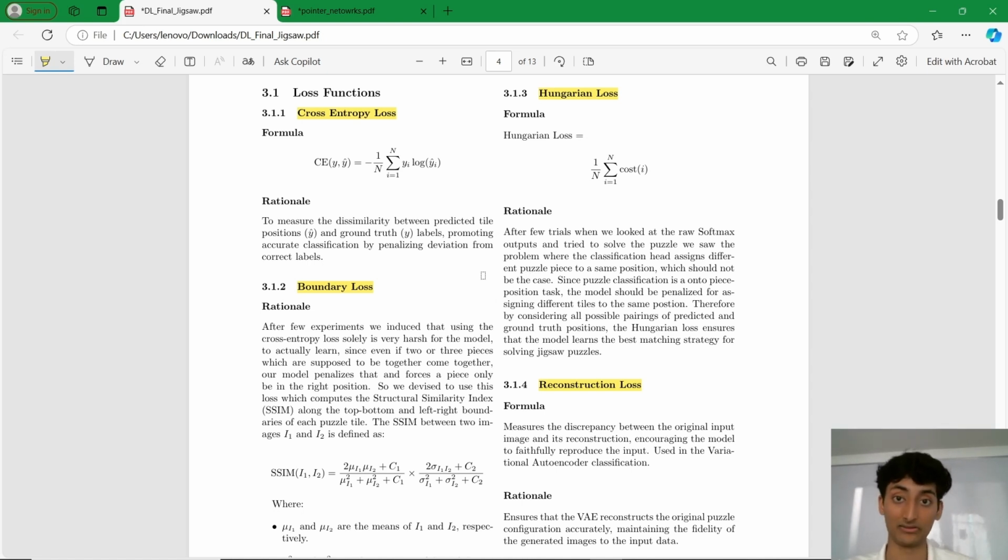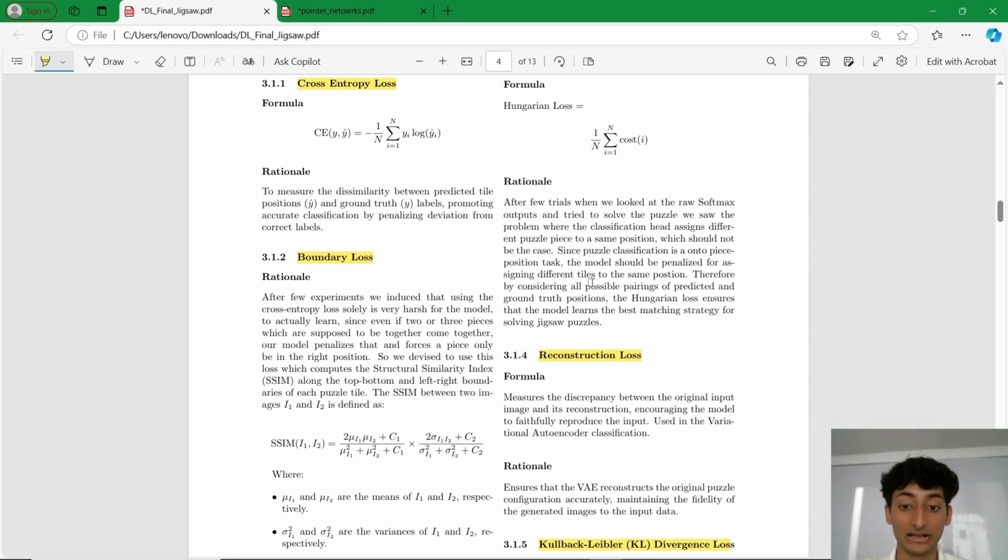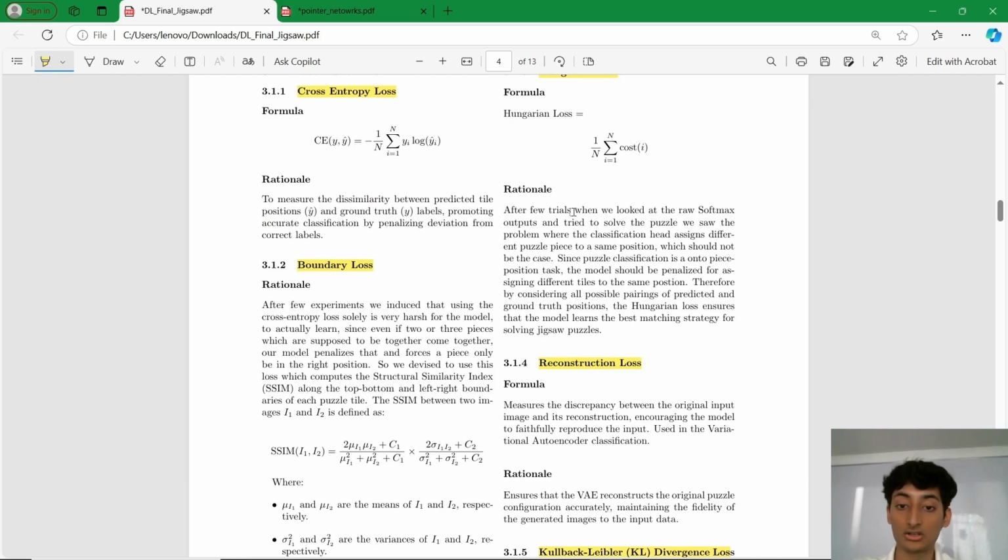Combinatorial problems like the traveling salesman problem or any such problem, pointer networks are generally used. So we did not use pointer networks, but we used the Hungarian loss to try to replace that. Since puzzle classification is an onto piece position task, the model should be penalized for assigning different tiles to the same position. Therefore, by considering all possible pairings of predicted and ground truth positions, the Hungarian loss ensures that the model learns the best matching strategy for solving jigsaw puzzles. So this was one loss.